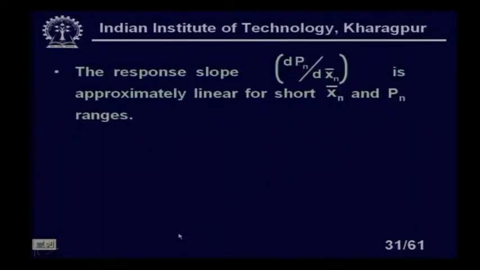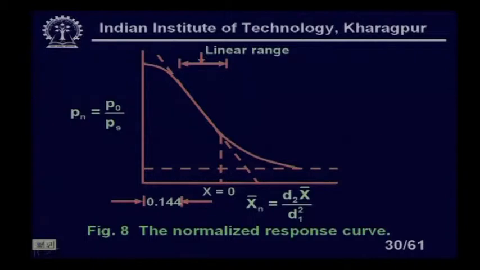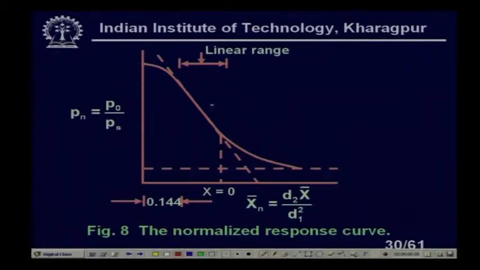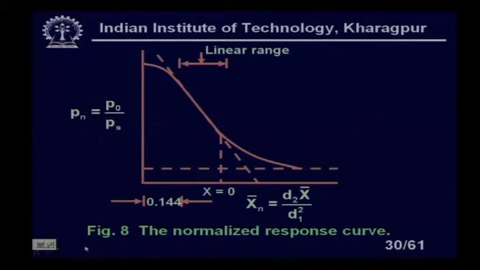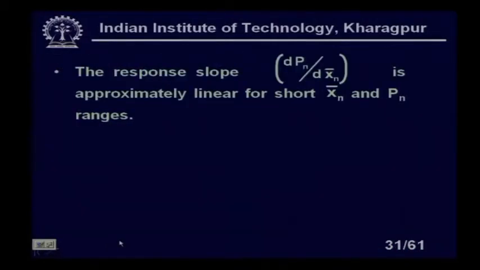The response slope dPn by dXn is approximately linear for short Xn and Pn ranges. What is that? You see here. So, dPn by dXn, that means this slope, if I take a thicker pen, this slope is equal to dPn by dXn. Okay. So, this slope will give you the response of the flapper nozzle system, approximately linear for short Xn and Pn ranges. For very small ranges, we will find it is linear.